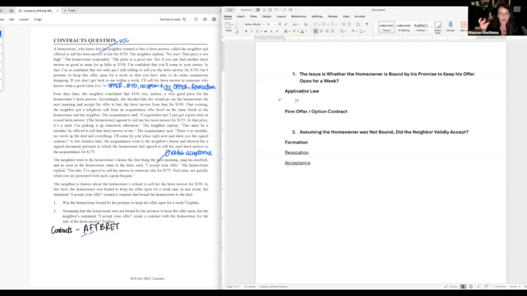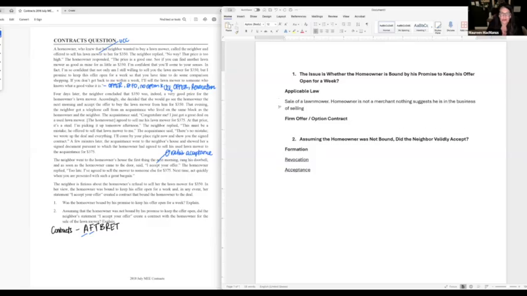The reason that we do that, if you follow the process this way, is because you're basically writing half your analysis. So applicable law, this is for the sale of a lawnmower, and homeowner and neighbor. Homeowner is not a merchant. Nothing suggests he is in the business of selling lawnmowers. Everybody with me so far? Okay, cool. Good, good. Thank you.